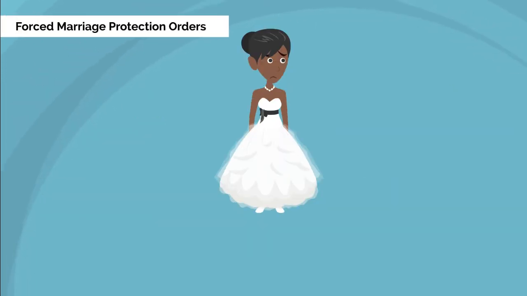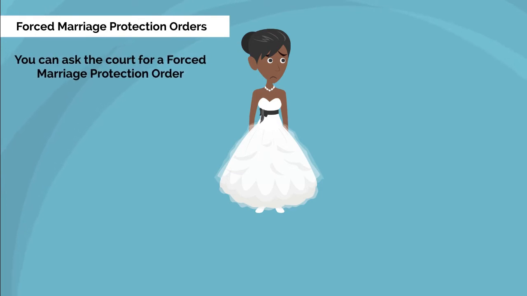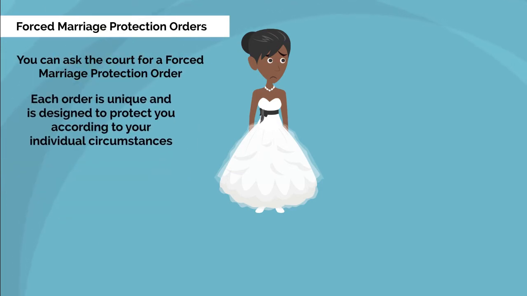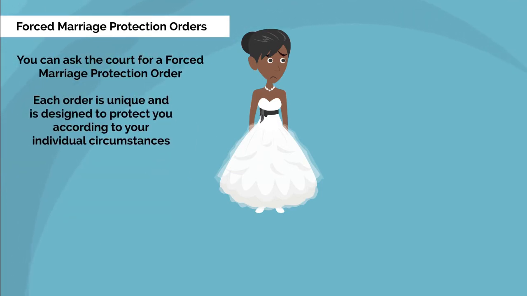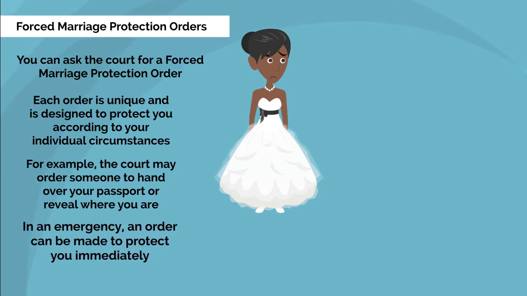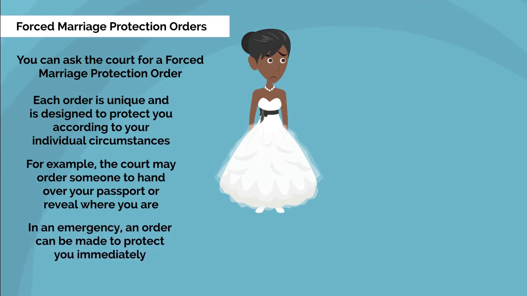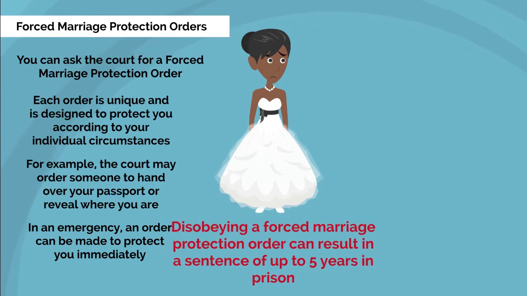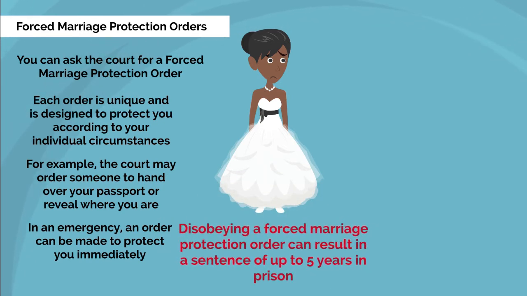Forced marriage protection orders. You can ask the court for a forced marriage protection order. Each order is unique and is designed to protect you according to your individual circumstances. For example, the court may order someone to hand over your passport or reveal where you are. In an emergency, an order can be made to protect you immediately. Disobeying a forced marriage protection order can result in a sentence of up to 5 years in prison.